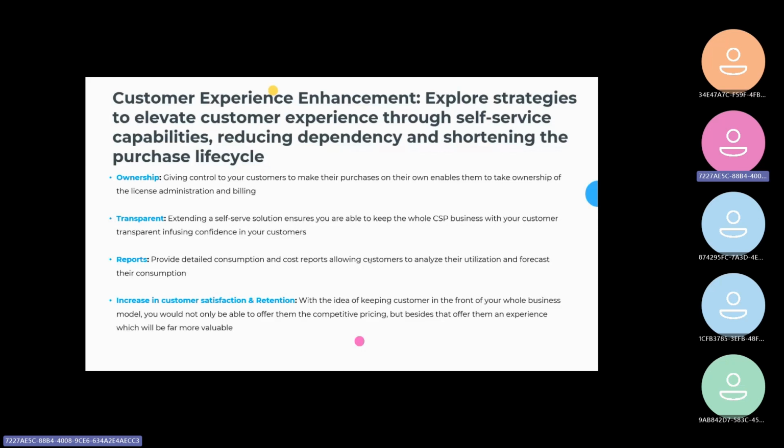And this is not just going to give you the ability to offer competitive pricing for your customer, but at the same time, this is going to provide them with a far more valuable experience. And this again in turn becomes a very strong point to enhance the overall relationship with your respective customer.